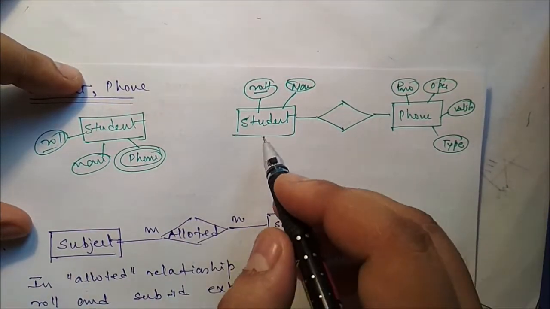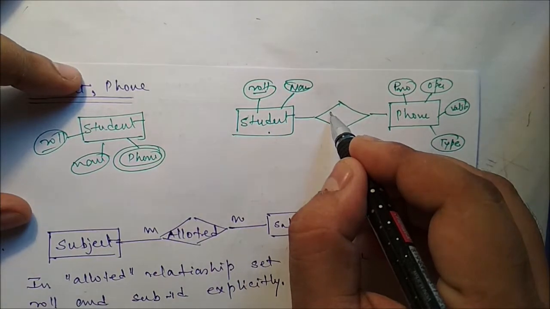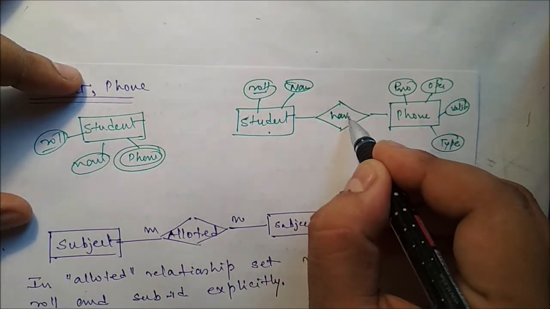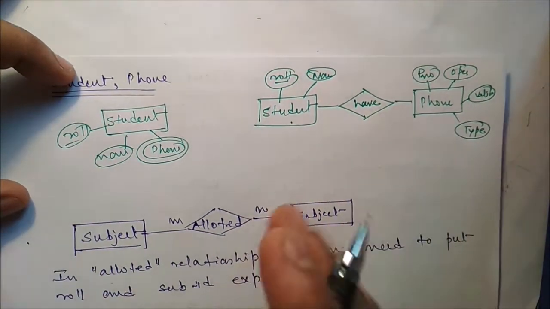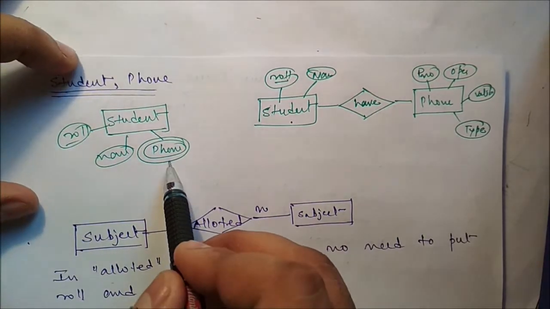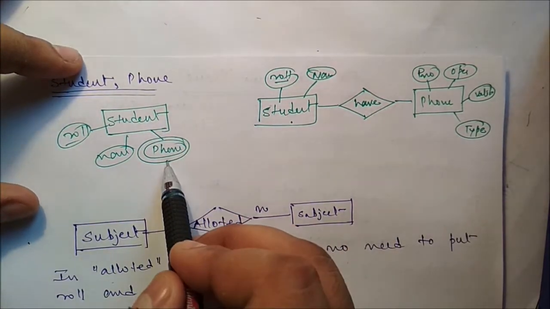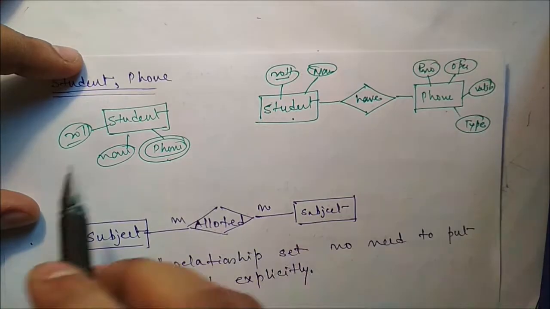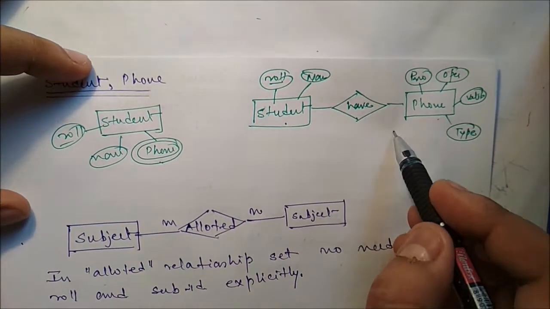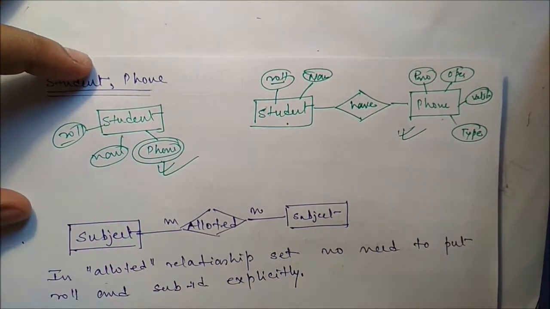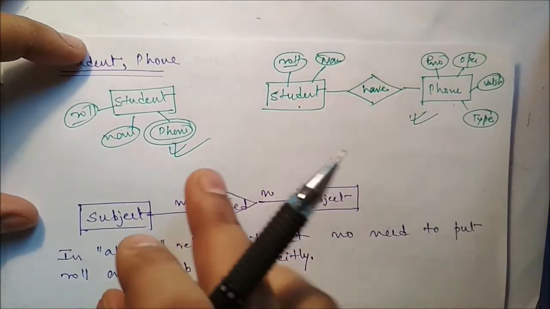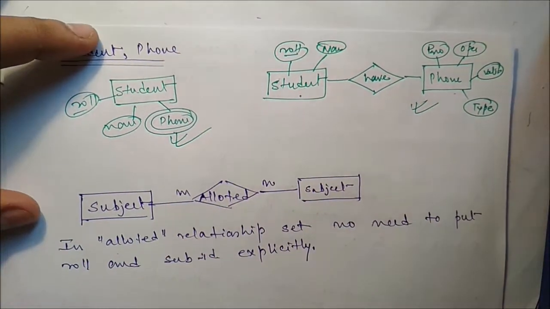Are you getting this one? So students have phone numbers. So here is the phone number attribute sufficient, or should it be an entity? You have to take the decision which one is better. So I think this will be the better approach than this one, because anyhow to implement a multi-valued attribute you have to break this into two tables.